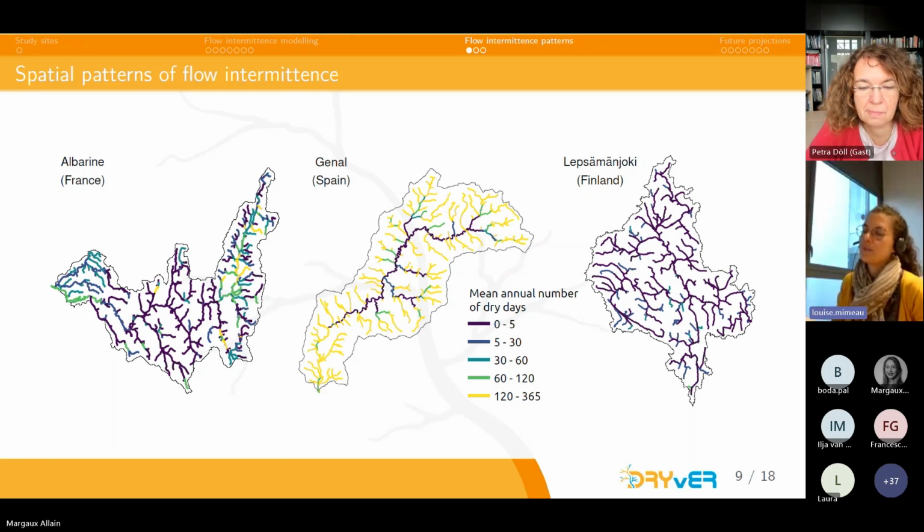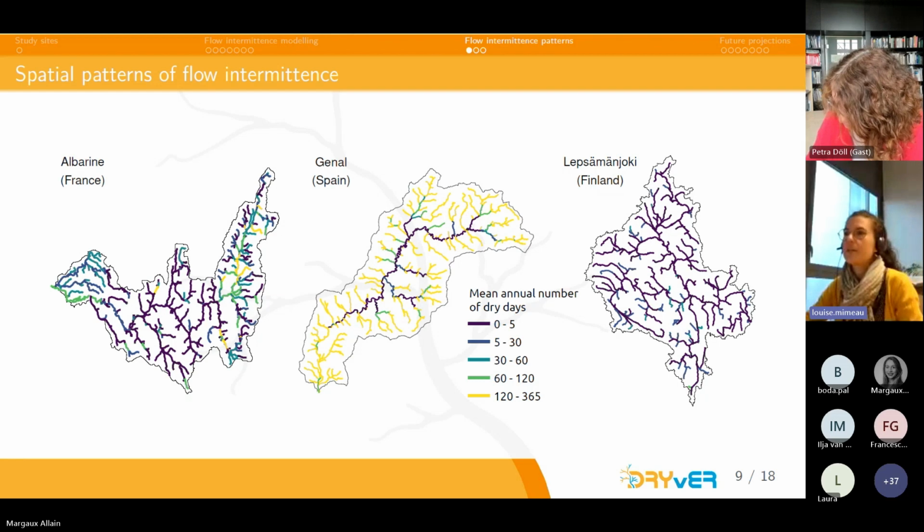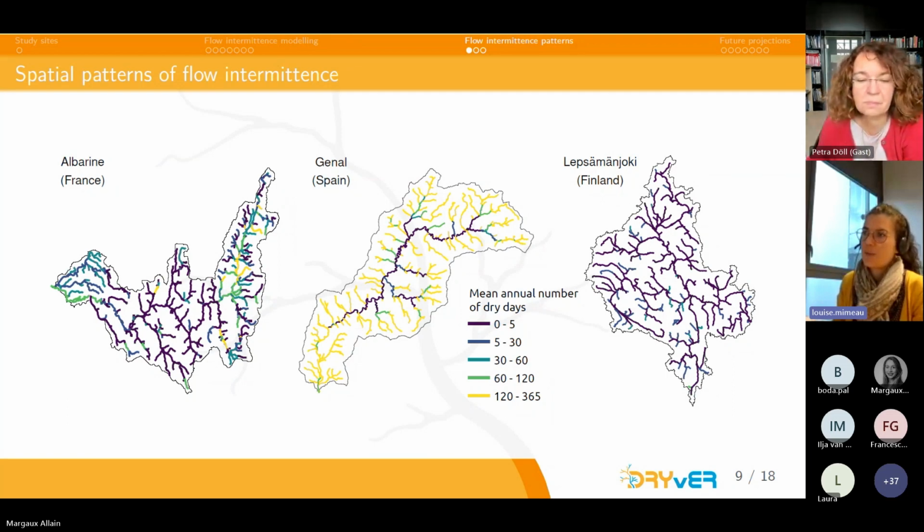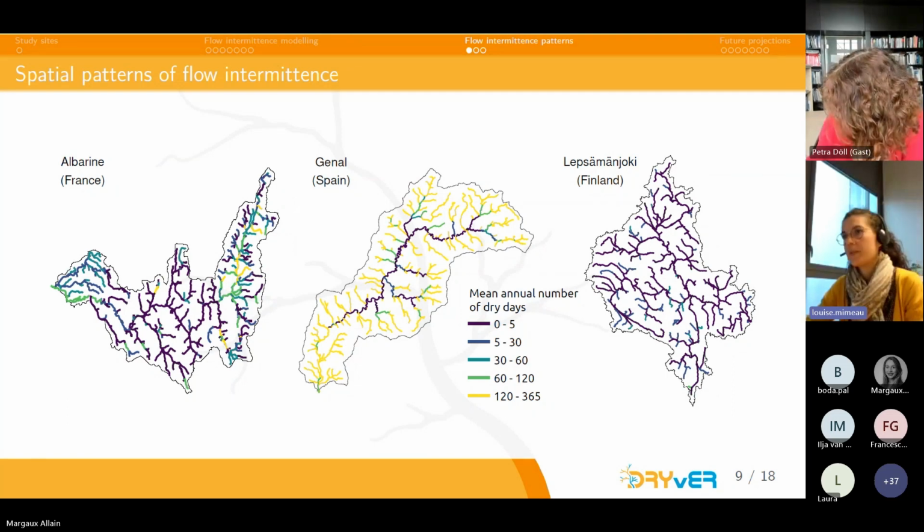And you can see that we have quite different spatial patterns of flow intermittence in these 3 catchments. In the Albarine catchment, which has a temperate climate, we have some dryings mostly in the upstream part and the downstream part, which is due to the seepage of the river inside the karstic soil for the upstream part and moraine deposit in the downstream part.